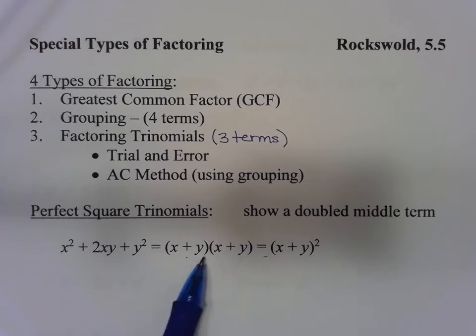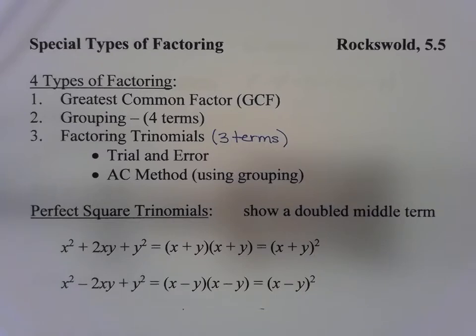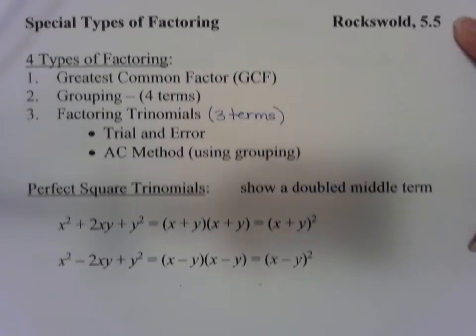I'm happy to accept either of these 2 answers. I don't mind you leaving it as 2 separate parentheses, or I'm happy with you writing it as a square. Either one works just as well for me. We could have that pattern show up with a plus in the middle, so both being a plus, or both being a minus. Let me give you a couple of examples of that.